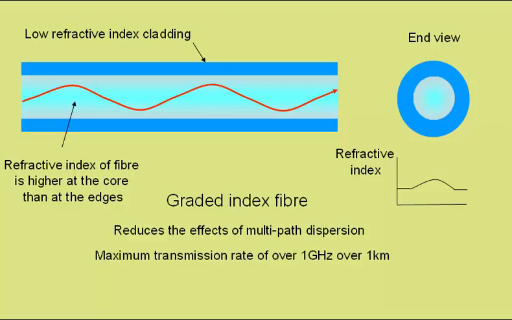It has a maximum transmission rate of over 1 GHz over a kilometre. That means we can pass information much more quickly over a graded index fibre than a non-graded index fibre.